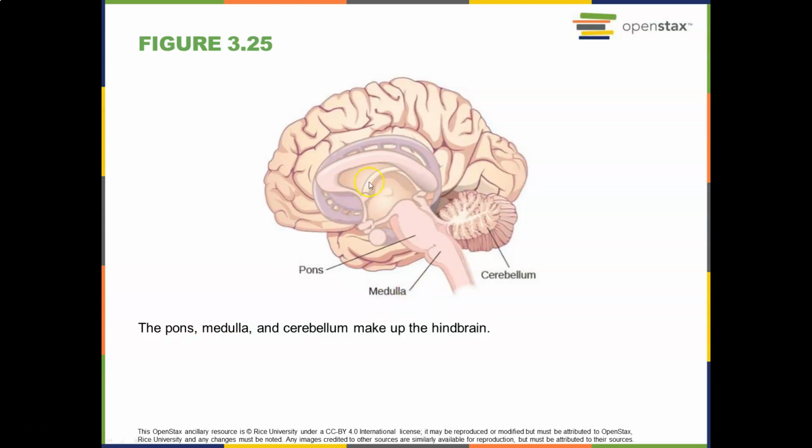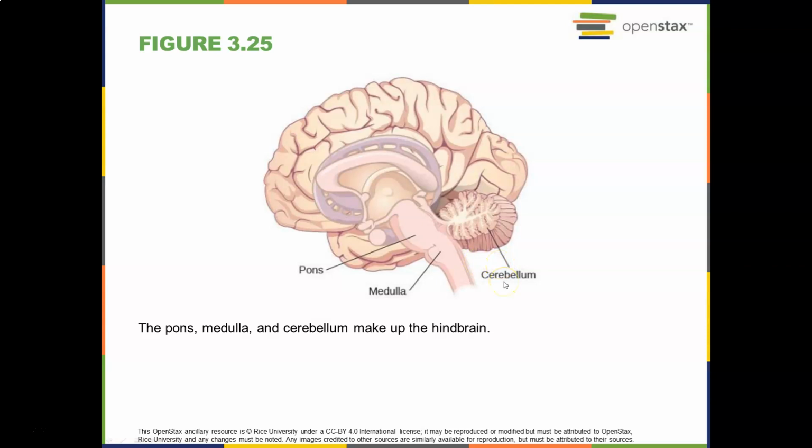Okay, but this right here, the hindbrain, there's three different structures. There's what's called the pons, which is this area. There's the medulla, and then there's what's called the cerebellum. Okay, so I'll give you a couple of quick examples.